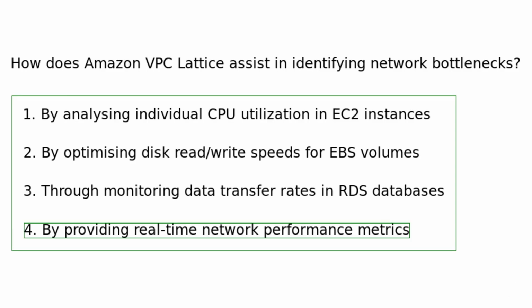Amazon VPC Lattice assists in identifying network bottlenecks by providing real-time network performance metrics, allowing users to pinpoint areas that may be causing delays or inefficiencies.